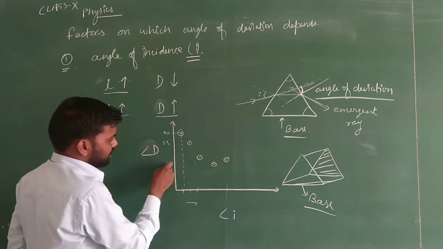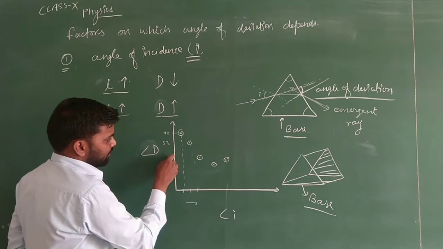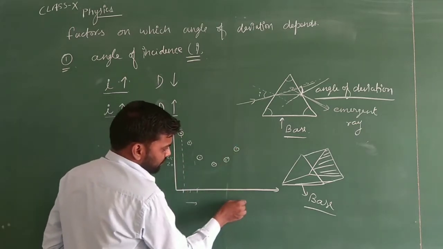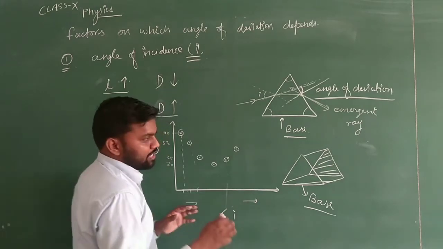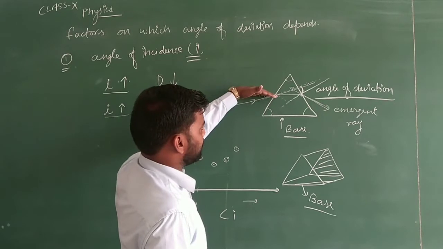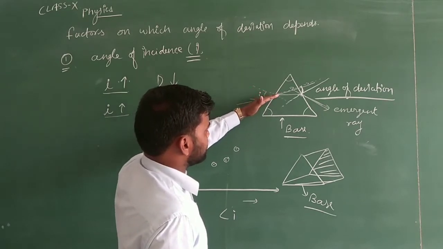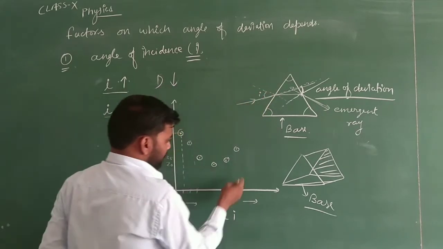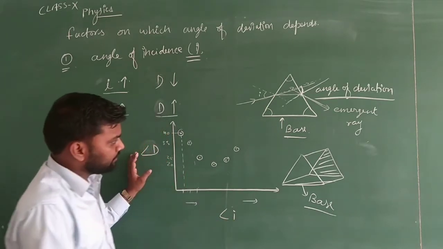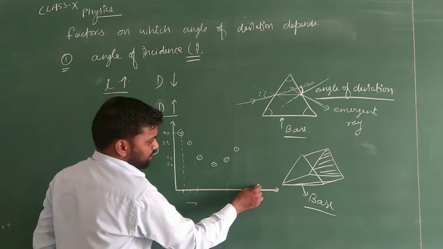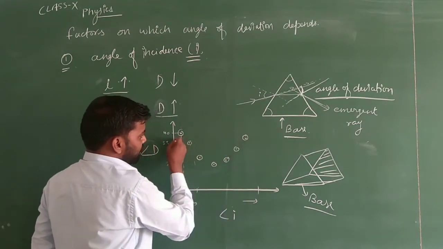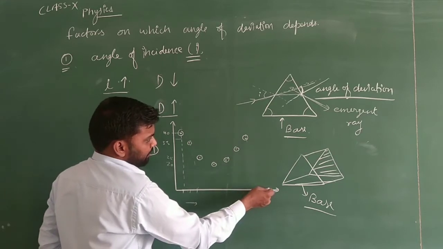Suppose it was 20, it will be like 25. It will keep increasing if we move further in this direction, that is, we are increasing the angle of incidence continuously. It was like this firstly, then we are continuously increasing the angle of incidence. So after that, what will happen? The angle of deviation will start increasing. If we are at this point, it will start like this. A particular value you can understand by the graph.